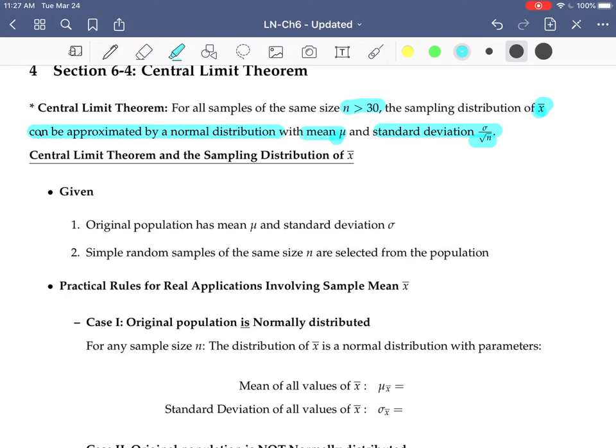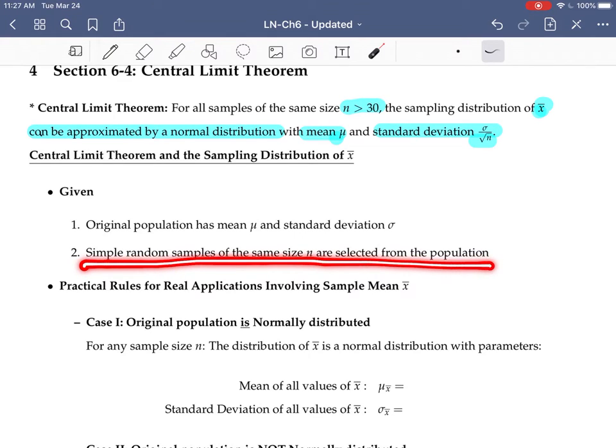And so it is telling us that, given one, the original population has a mean mu and standard deviation of sigma, right? So that's our given information. And we also need to have a simple random sample of the same size n taken from the population. So if either of those two things is not given, then we can have problems. If the sample is not a random sample, then this can have issues.